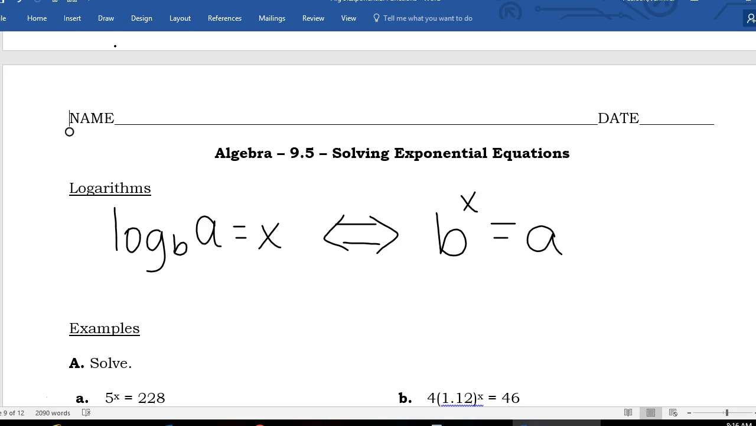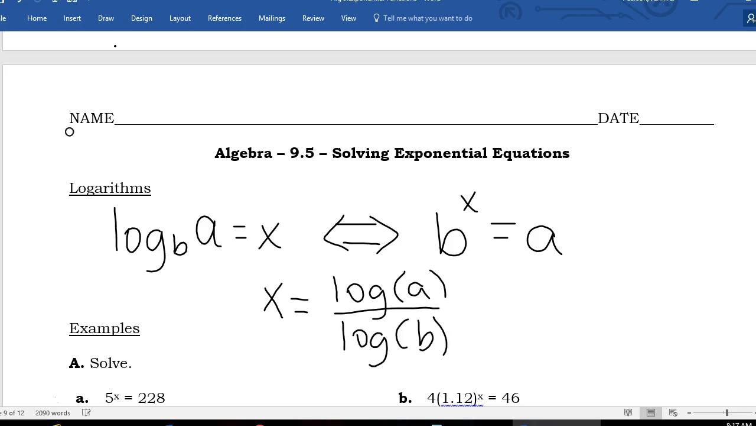And so if we have an equation in exponential form, we can use the change of base property here. It would be the log of a divided by the log of b to solve that answer for us. Now that looks weird, but if you're okay with solving linear equations, then you'll be fine with this.